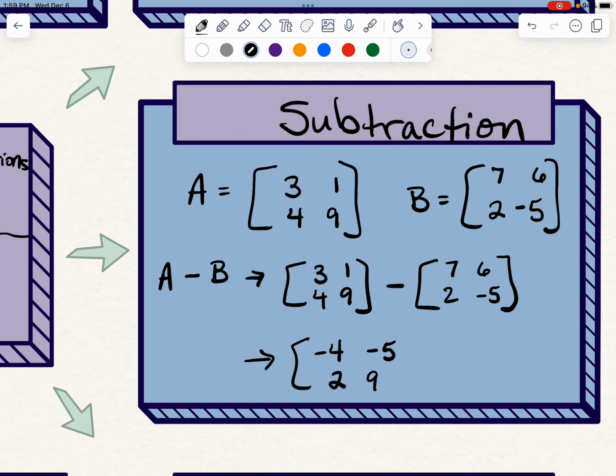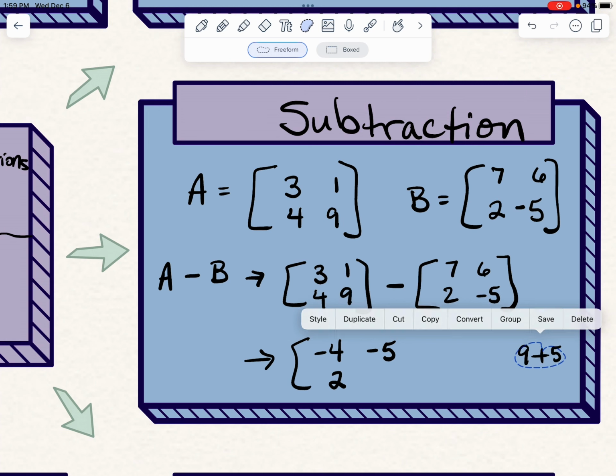And then in the last piece, we have 9 minus negative 5. And we know that when we have two negatives right there, 9 minus a negative 5, we treat this just like we would addition. So this is going to turn into 9 plus 5.